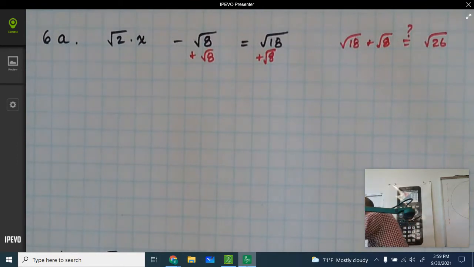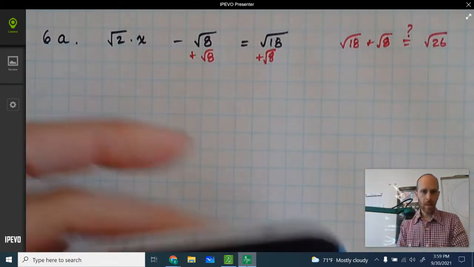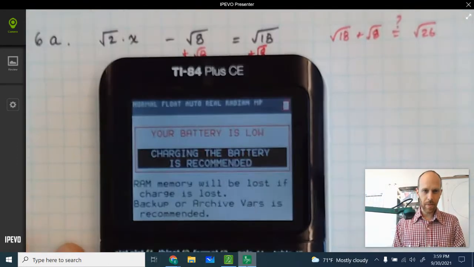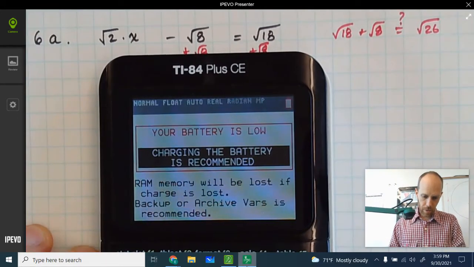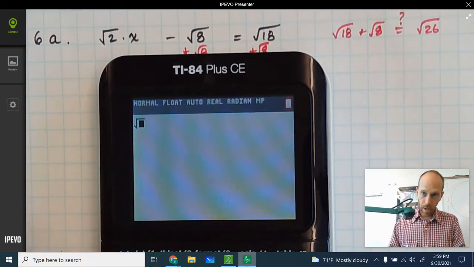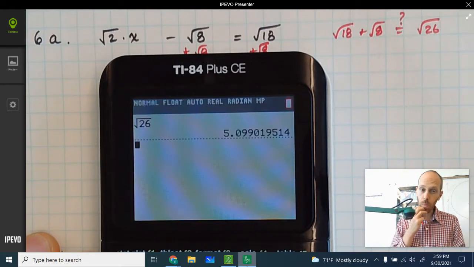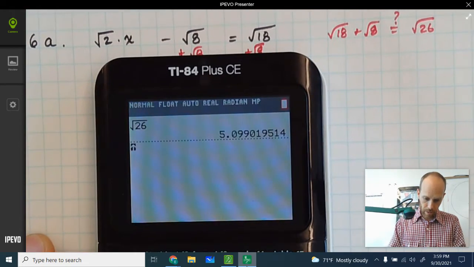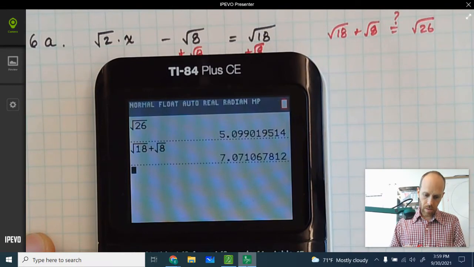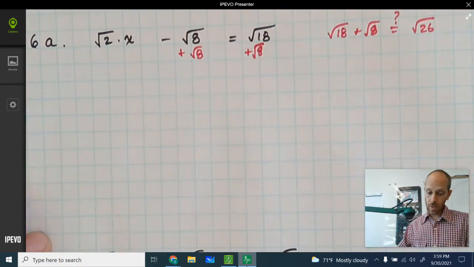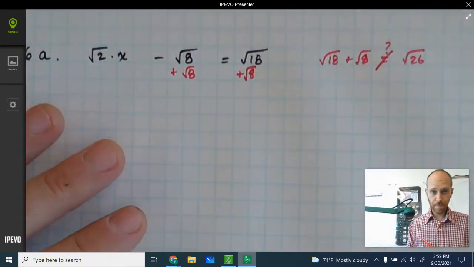Well, let's see. Do I have my calculator around here? I do. Let's see what my calculator says about that. First, square root of 26 is a little more than 5. Square root of 18 plus the square root of 8 is a different number. So this is not true.